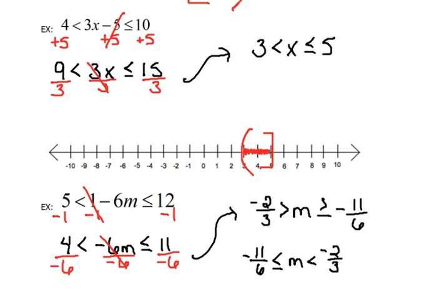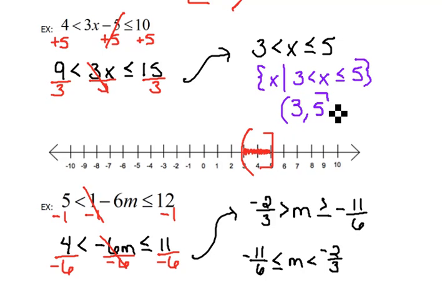For the next problem, this was our answer after we solved. So for set builder, that would be the set of all x's such that 3 is less than x is less than or equal to 5. And for our interval notation, we use the graph. We started at 3 with a parenthesis and went to 5 with a bracket.